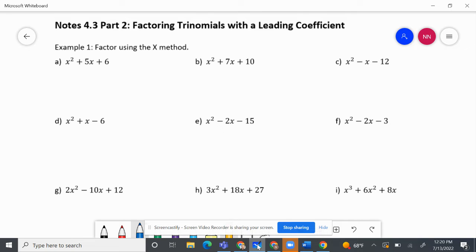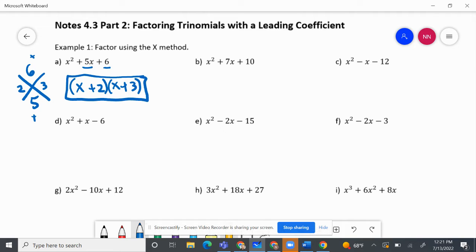What we're going to do is a quick review of what we did last time, because that's going to lead us into our next set of notes. So what we did was we learned the X method last time. The X method was looking at a trinomial and taking our constant term, in this case 6, and our linear term, which is 5. And we're looking for two numbers that multiply together to give us 6, but add up to 5. So in this case, it would be 2 and 3. So our answer was x plus 2 and x plus 3.